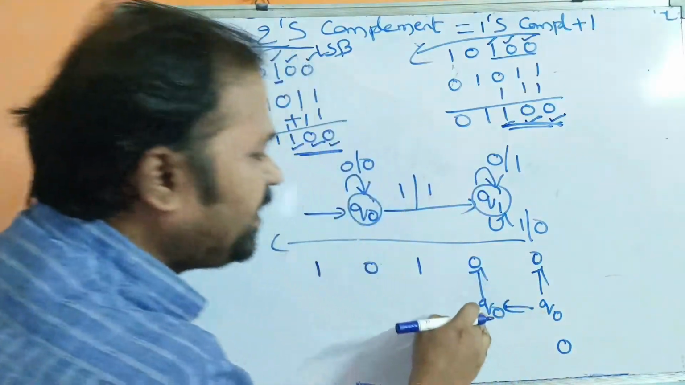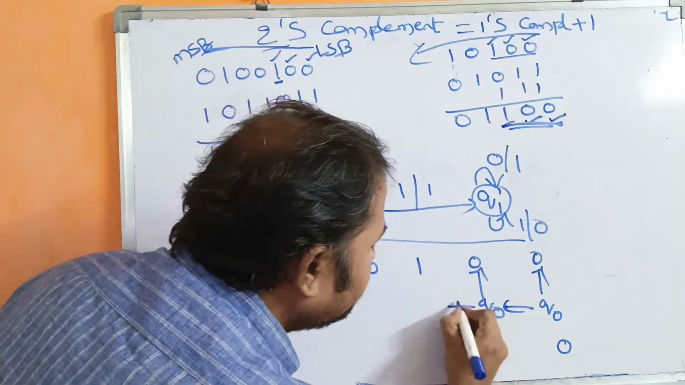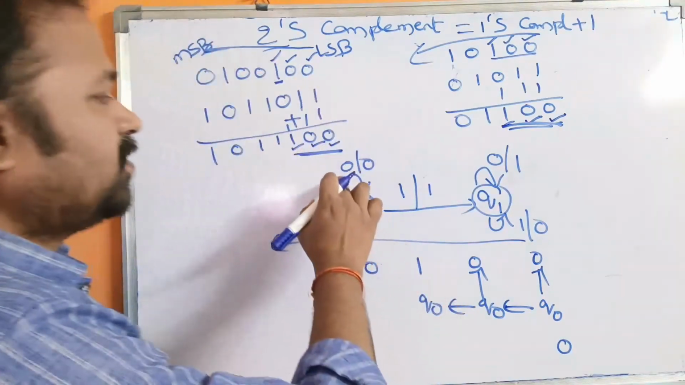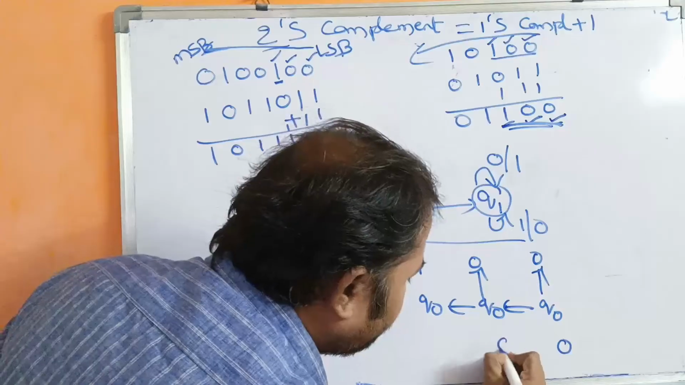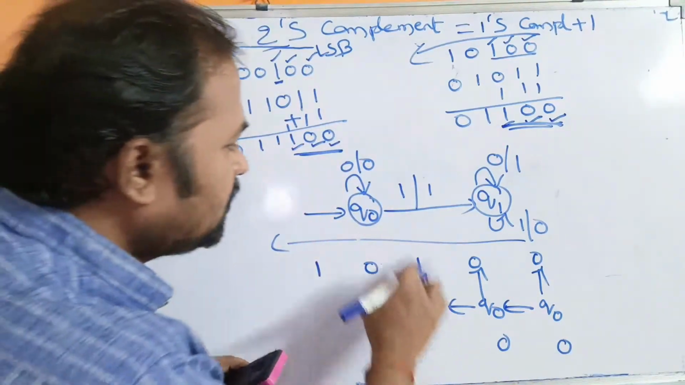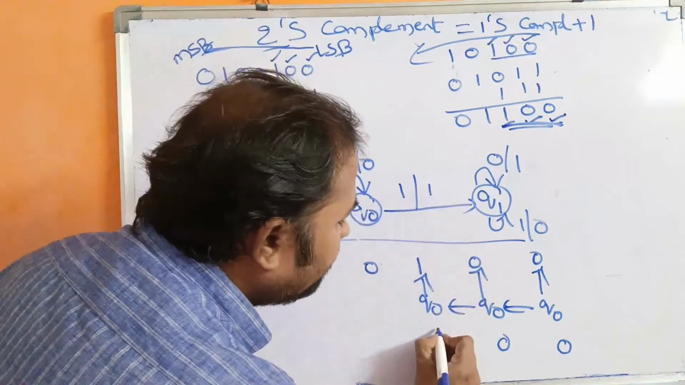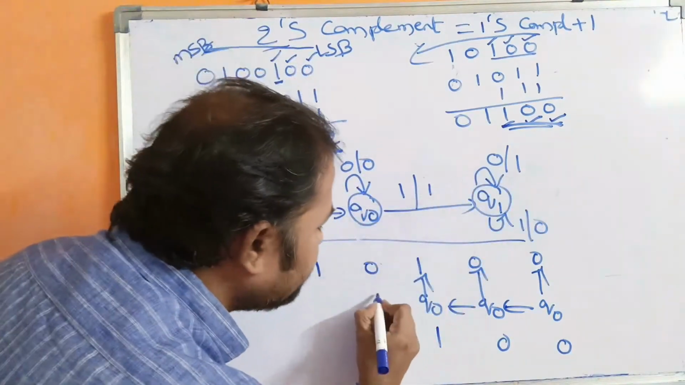Next we have to apply Q0 on this 0. So Q0 on 0 means Q0 only. What is the output? 0 is the output. Next apply Q0 on 1. Q0 on 1, what is the output? 1 is the output. We will go to the state Q1.